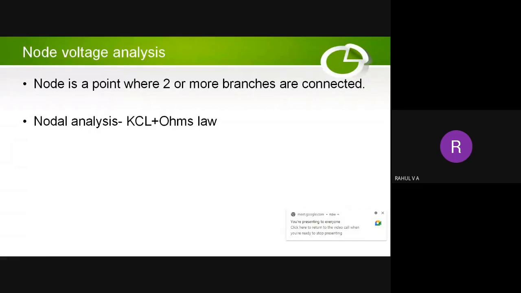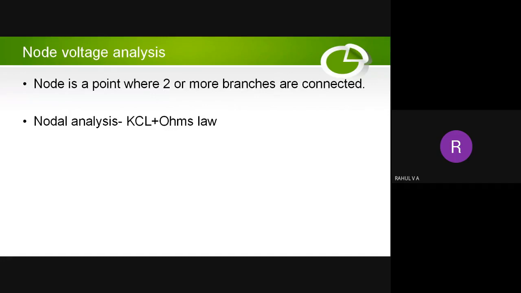Okay, in yesterday's class, we were discussing node voltage analysis. We have already completed mesh current analysis, and now we have just started node voltage analysis. We have seen that a node is a point where two or more branches are connected. Two branches means two-terminal devices. That point is called a node. In that, two categories are there.